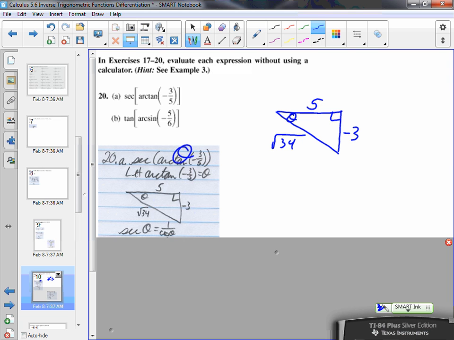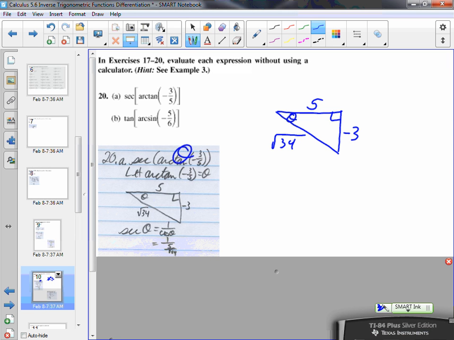Now, I don't like secant. Nobody likes secant. We all prefer cosine, right? Secant's the same thing as 1 over cosine. So that'll be 1 over, well, what's the cosine of theta? It's adjacent over hypotenuse. So it's 5. It's hard to read that. It's 1 over 5 over the square root of 34.